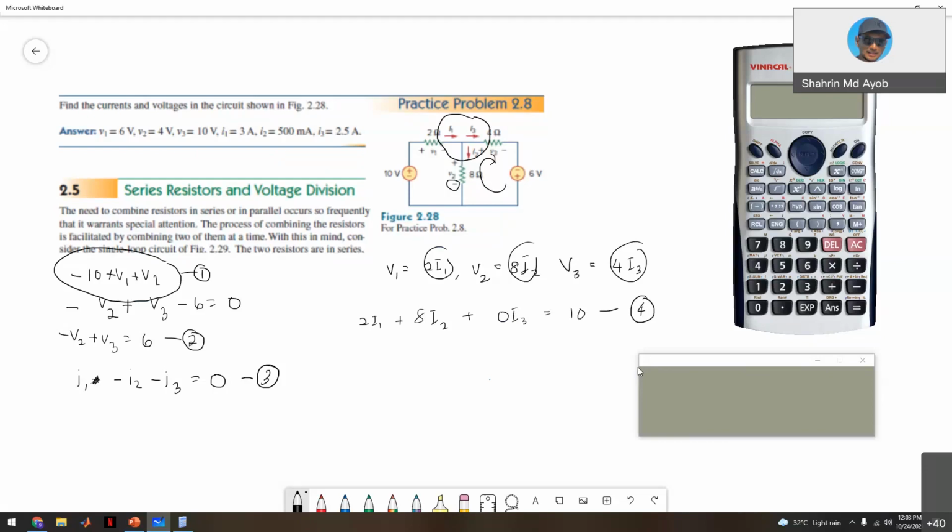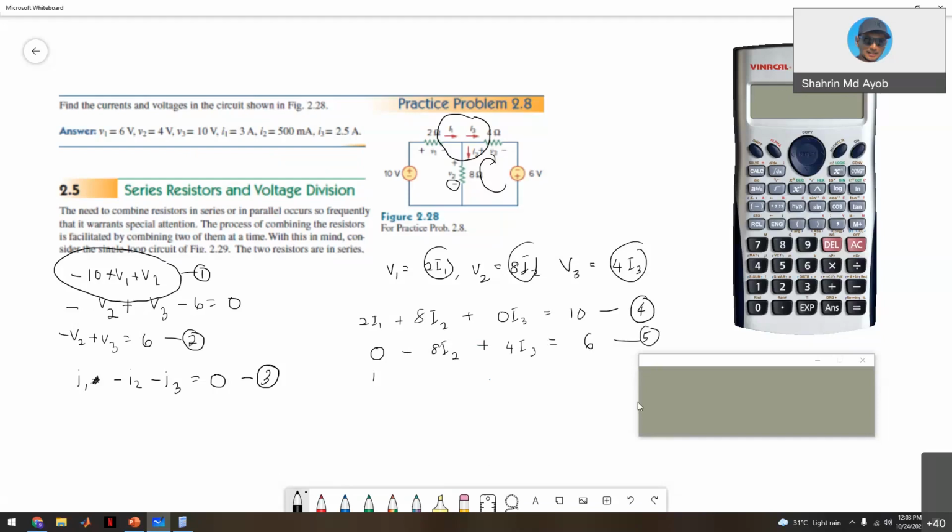And from the second equation, V1 is 0, so 0 plus negative 8I2 plus V3, which is 4I3, and this equals 6.